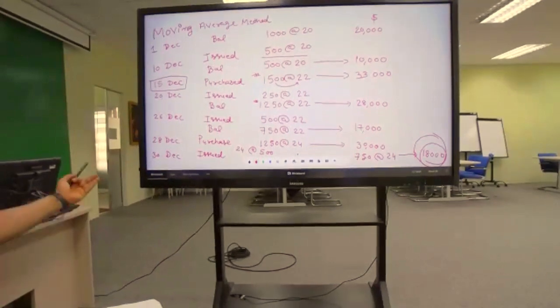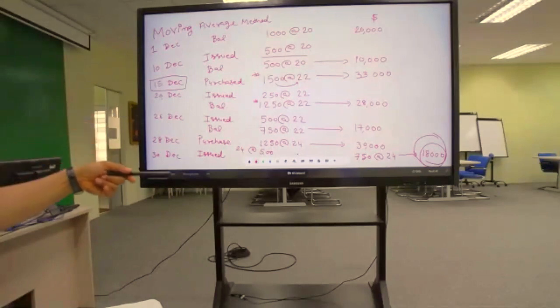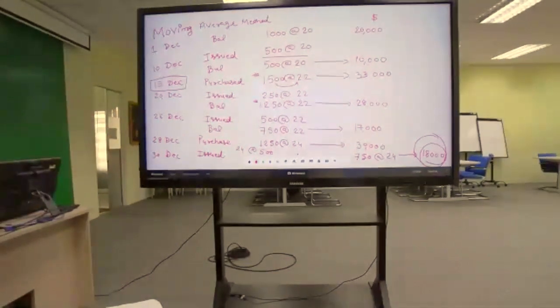It depends when we close our accounts. If we close our accounts on 30th of December, the value of inventory will be 18,000. If we close our accounts on 26th December, value will be 17,000. If we close our accounts on 10th of December, the value will be 10,000. All right. It depends when we close our accounts, because that's the main purpose of LIFO, FIFO, and moving average method. All right.